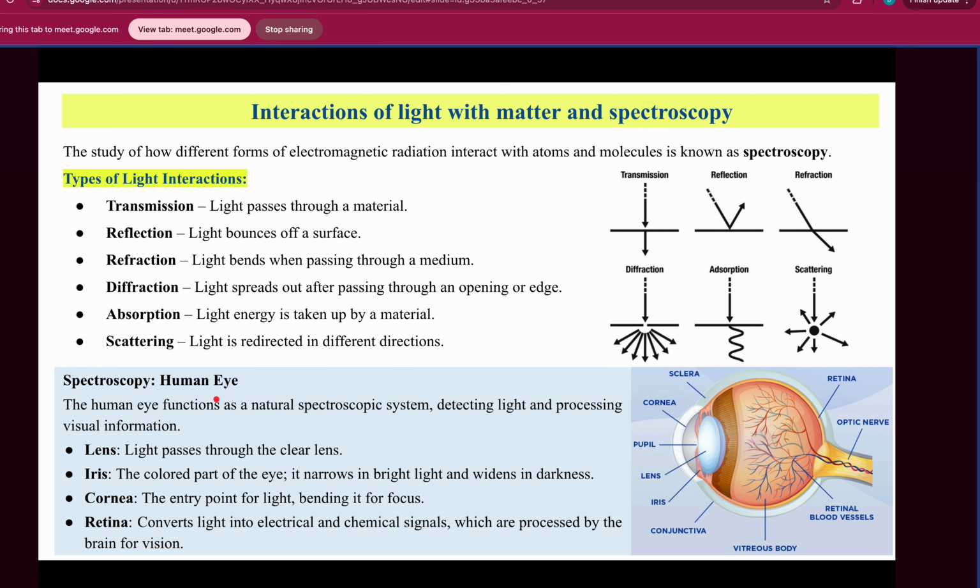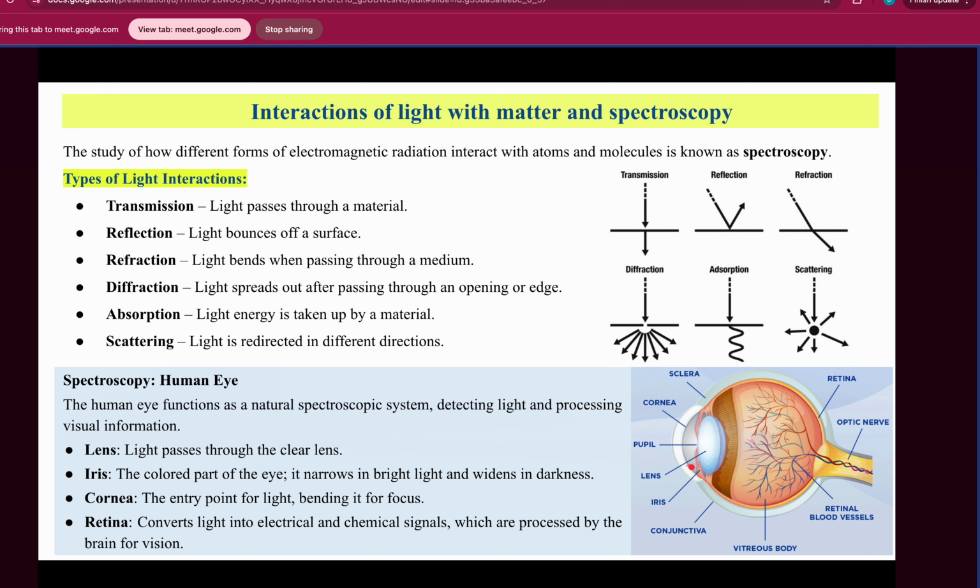Now the best example of spectroscopy is the human eye, in which whenever light passes through the eye, we are able to visualize different materials. The human eye functions as a natural spectroscopic system which detects light and processes visual information. So now we'll see how it happens.